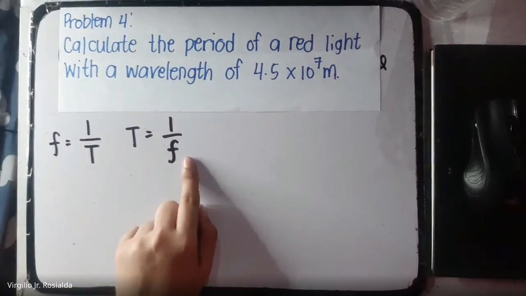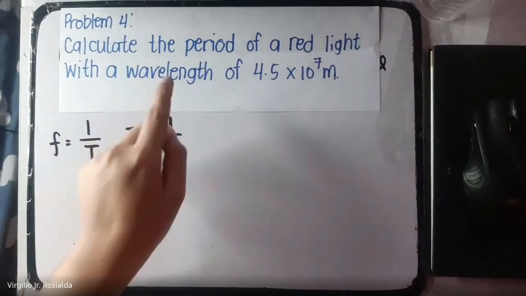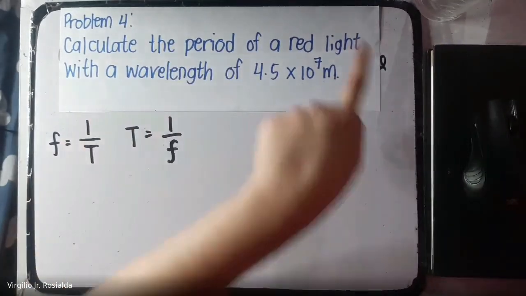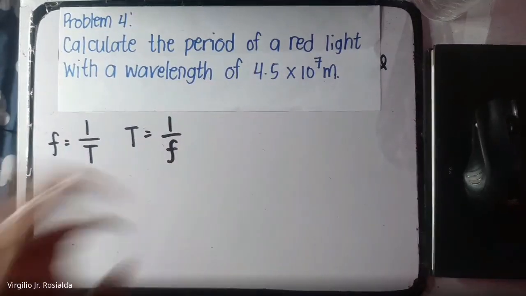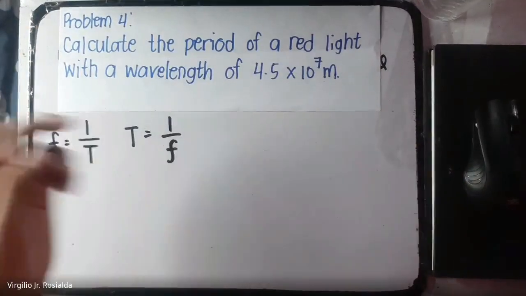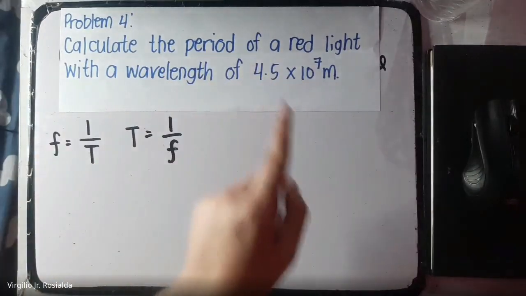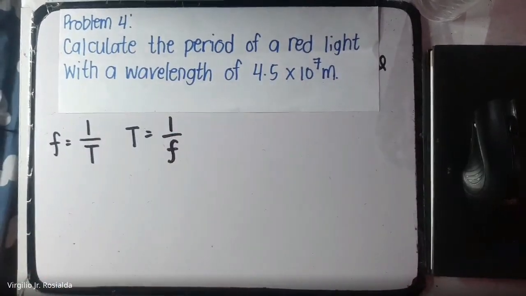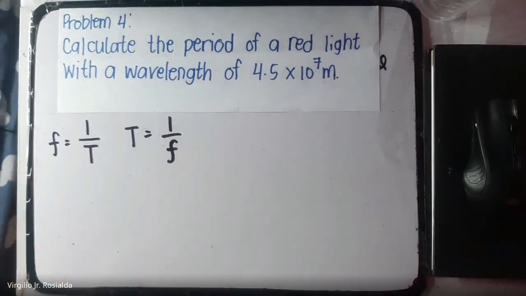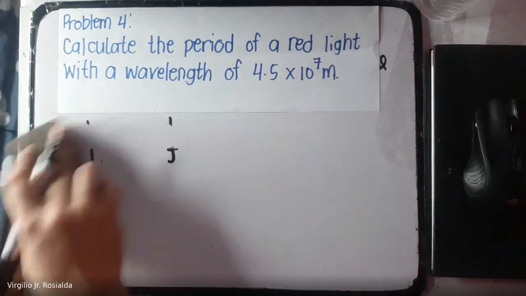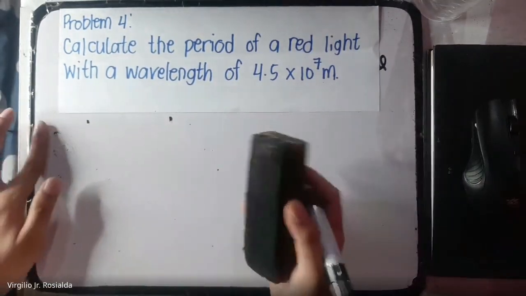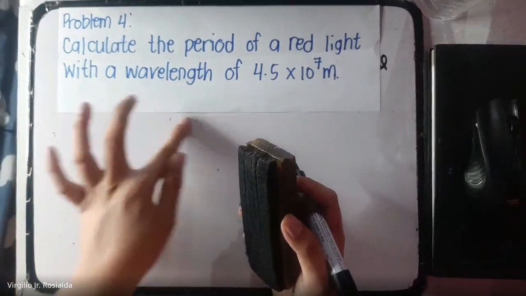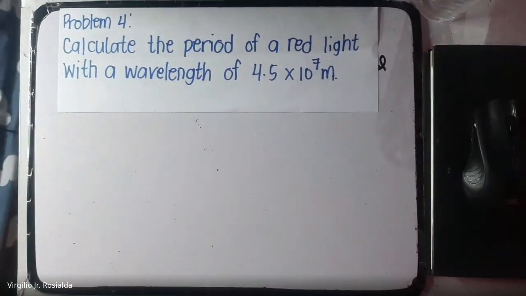Gagamitin natin ito. Pero, nawawala pa si frequency. Wala pa tayong frequency. So, technically, we need to get first our frequency kasi mapapansin nyo sa problem natin, calculate the period of a red light with a wavelength of 4.5 times 10 raised to 7. Yun pa lang yung given wavelength. So, we need to get the frequency, and after getting the frequency, we can use that to get the period para mag-come up tayo sa period. Okay, buburahin ko na to. Equation na ito. Basta ang dalawa yung magiging equation natin. Frequency muna, then after that, period na.